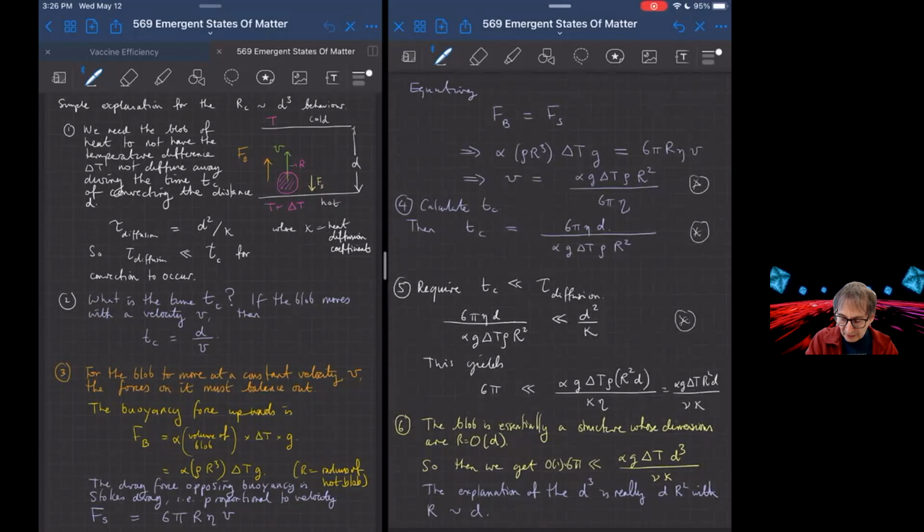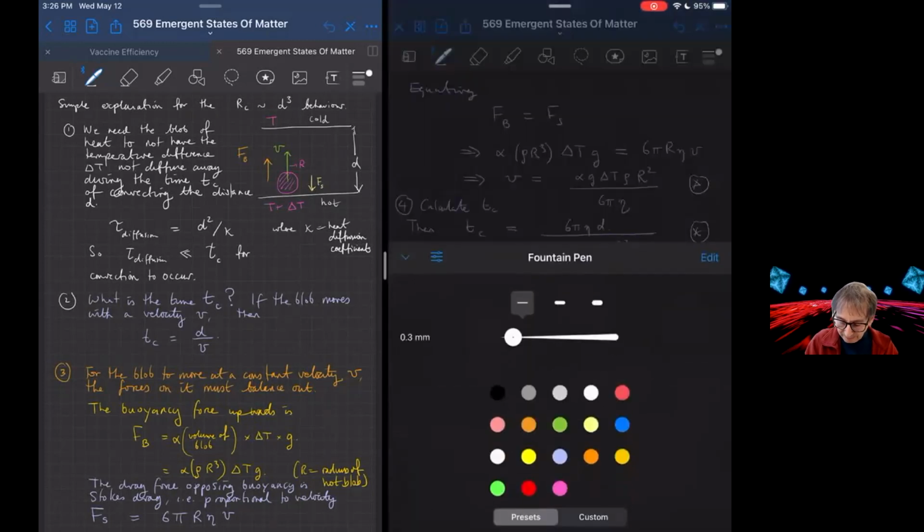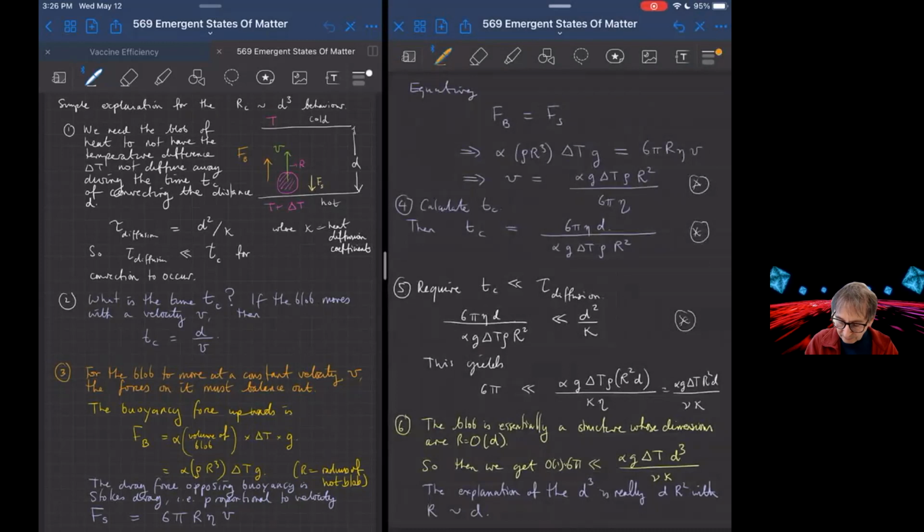And so if I then reduce that equation, what I end up with is that this quantity over here, this combination of parameters, which is dimensionless, has to be much larger than some number, in this case 6 pi, but it doesn't really matter what that number is.